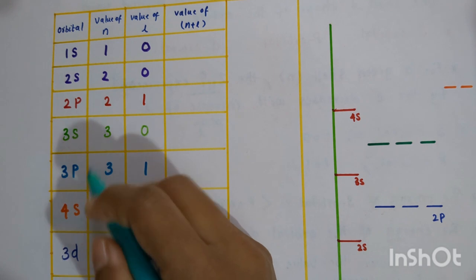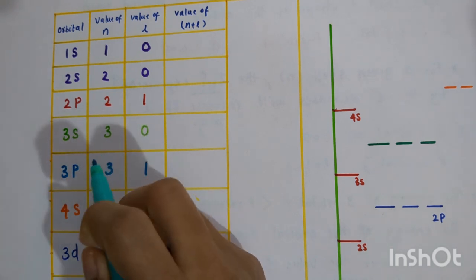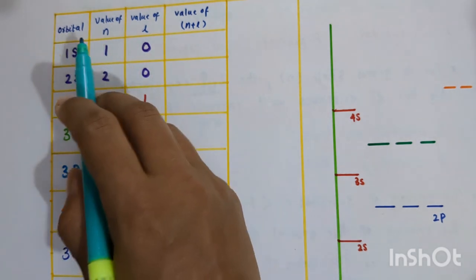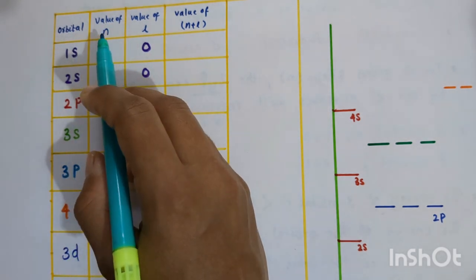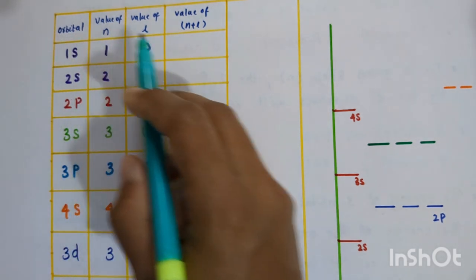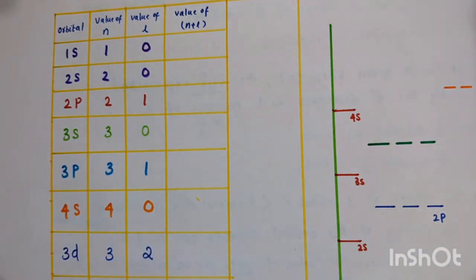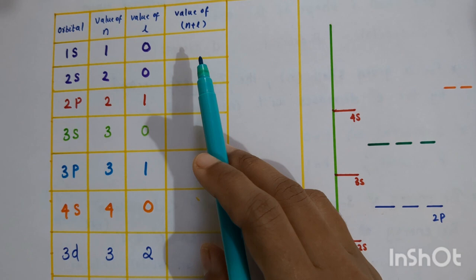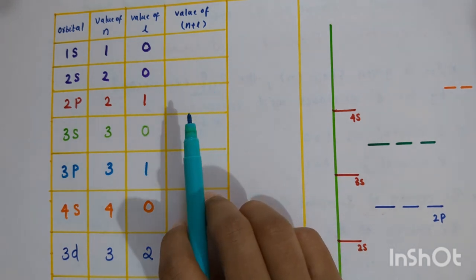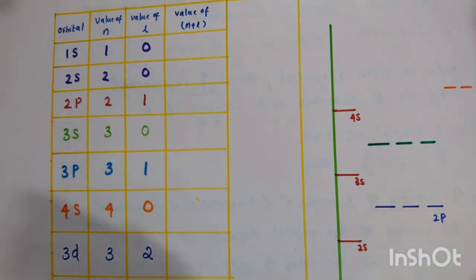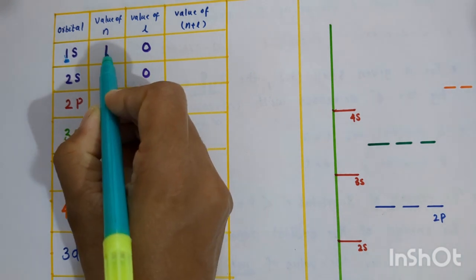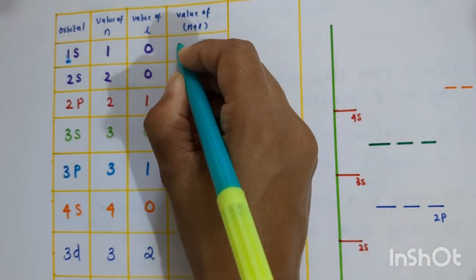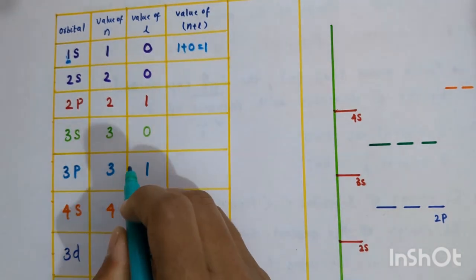You see, this table shows the arrangement of orbitals with increasing energy on the basis of the n plus L rule. In the first column we have the orbital, in the second column the value of principal quantum number n, in the third column the value of azimuthal quantum number L, and in the fourth column the value of n plus L. When you consider the 1s orbital, its principal quantum number is 1. For s orbital, azimuthal quantum number is 0. So what about the value of n plus L? 1 plus 0, which is equal to 1.